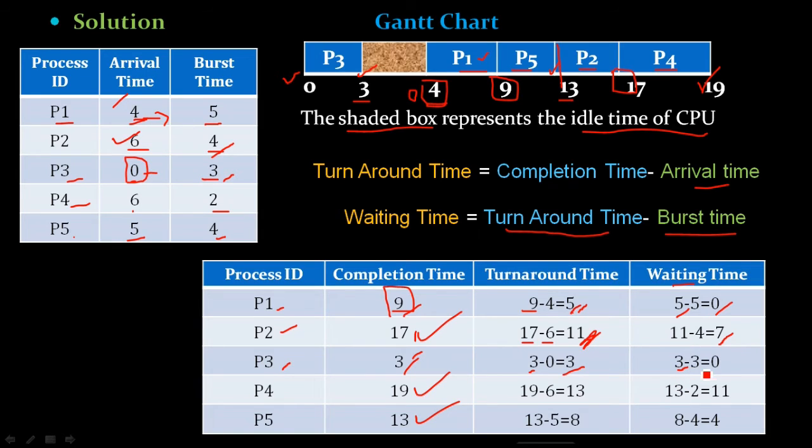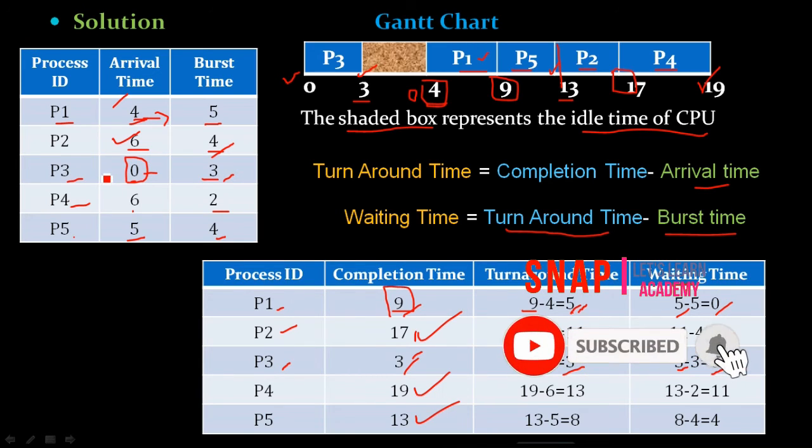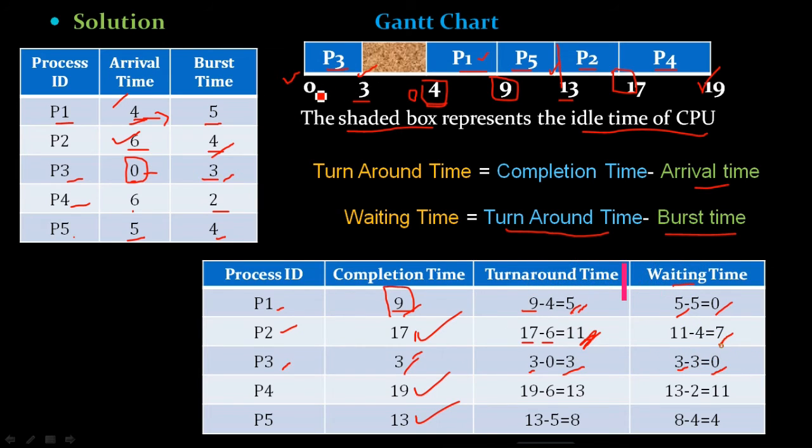P3 is the first process which enters the CPU, so the waiting period for P3 is also 0, right? So both P1 is 0 and P3 is 0. Now coming to P4. The completion time is calculated, that is 19, right? 19 minus arrival time. We have to take the arrival time from the first table, that is 6. So 19 minus 6, 13. 13 is the turnaround time.